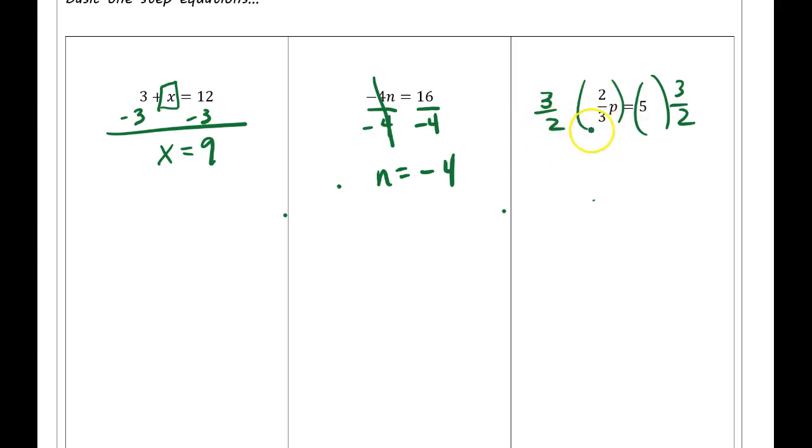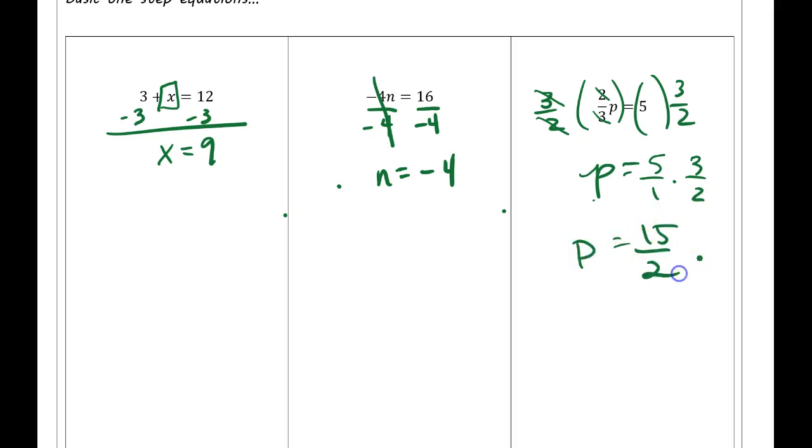Well, look at this now, guys. These fractions will now cancel. We talked about cross-reducing last week. Now all that mess is gone, and it just leaves a p. And then it's so much easier to multiply fractions than it is to divide. So 5 times 3/2, well, that's 5/1 times 3/2, which equals 15/2. So it's a lot easier to deal with it that way.